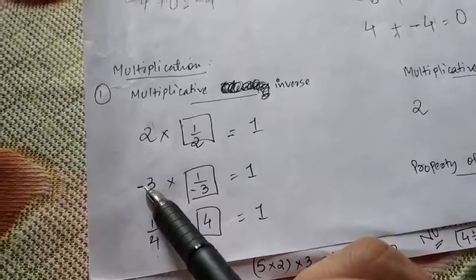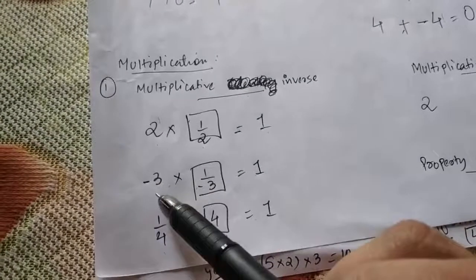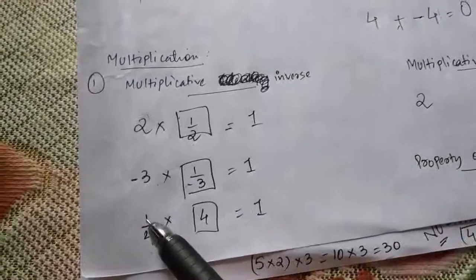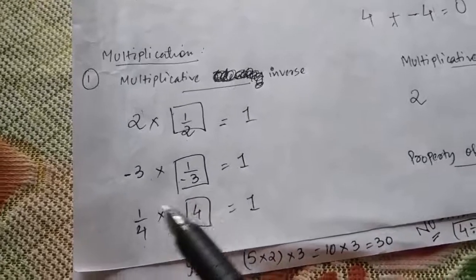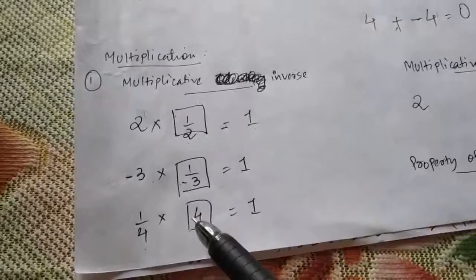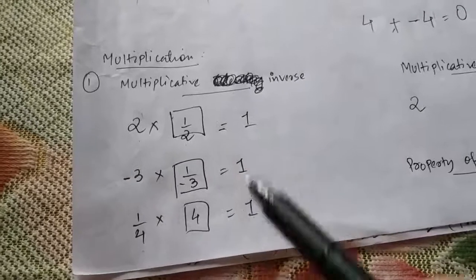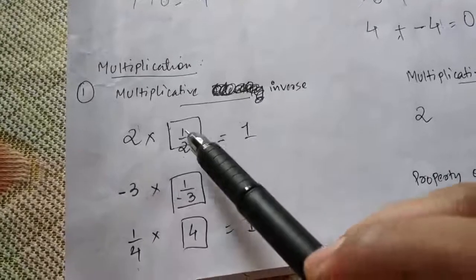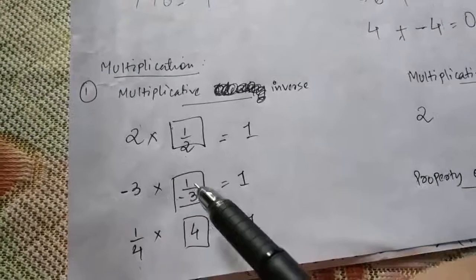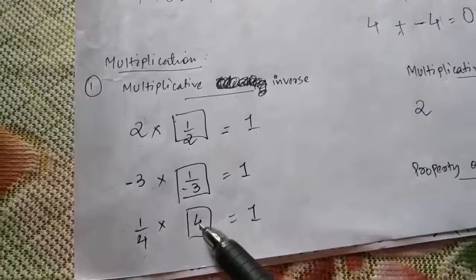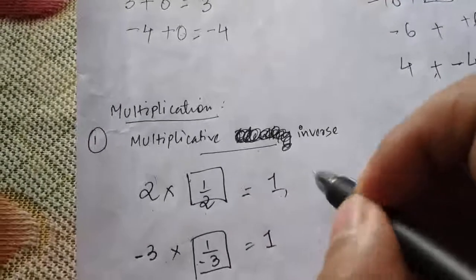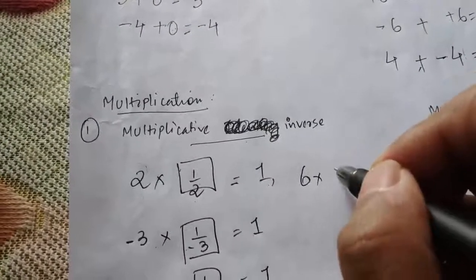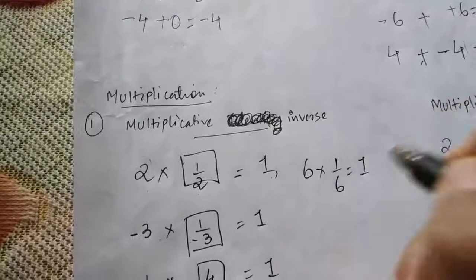Similarly, for minus 3, we multiply with the reverse of it, that is 1 by minus 3, so that our answer is 1. And for 1 by 4, we multiply with the reverse of it, that is 4 by 1, that is 4, so that our answer is 1. That is known as your multiplicative inverse. So the multiplicative inverse of 2 will be 1 by 2, of minus 3 will be 1 by minus 3, and of 1 by 4 will be 4. If I ask what is the multiplicative inverse of 6, it will be the reverse of it, that is 1 by 6, so that our answer is 1.